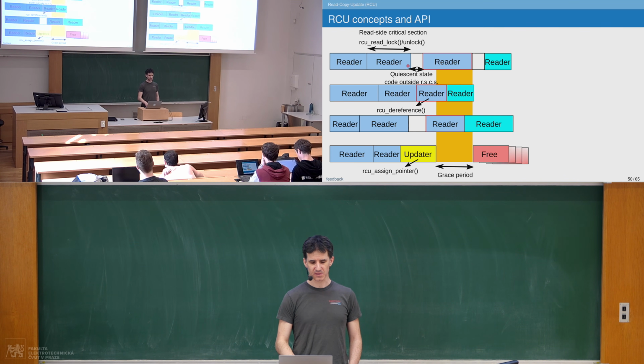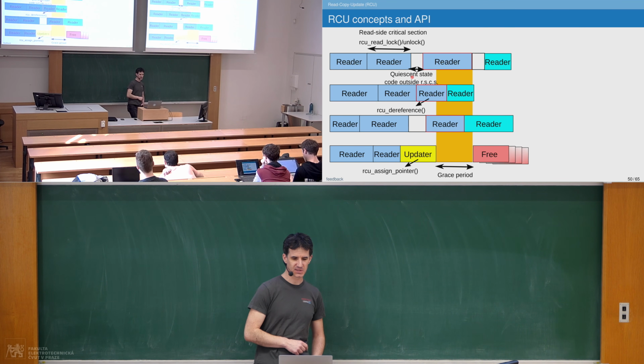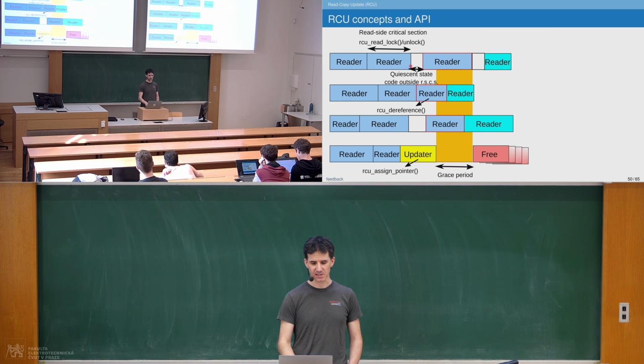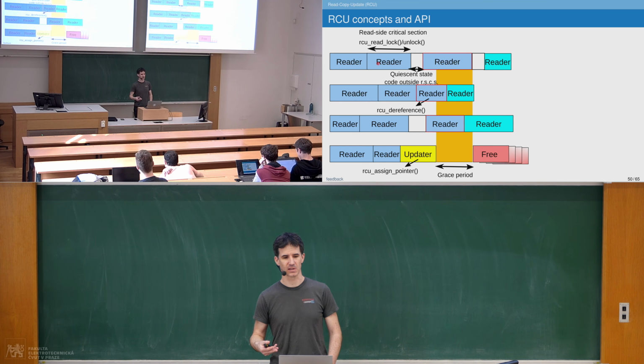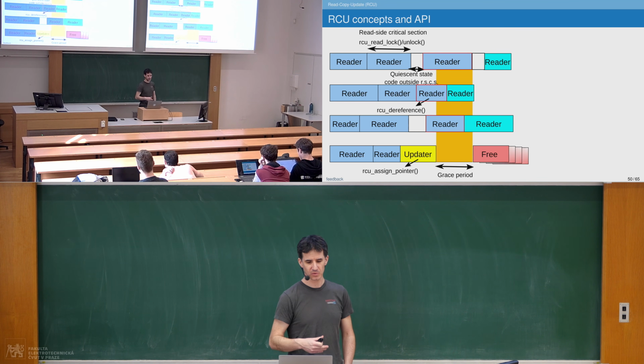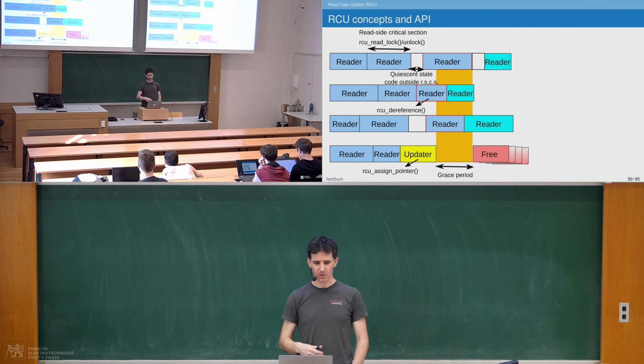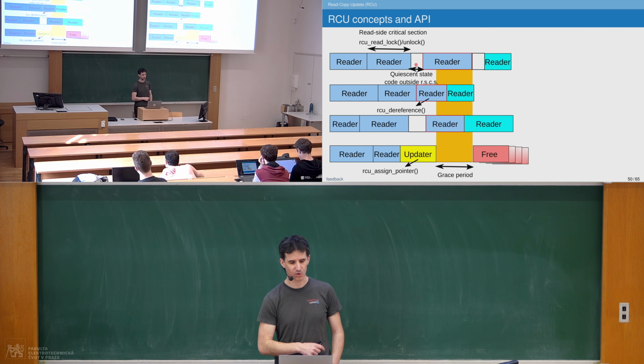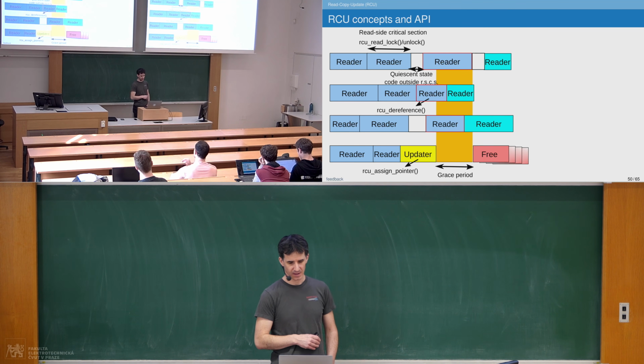The most important thing is the term quiescent state, and the term quiescent state is the time between read side critical sections. So read side critical section is, like in case of mutex, between lock and unlock. Here we are not talking about mutexes, so read side critical section is the area between RCU read lock and RCU read unlock, and whatever is outside of that is called quiescent state.